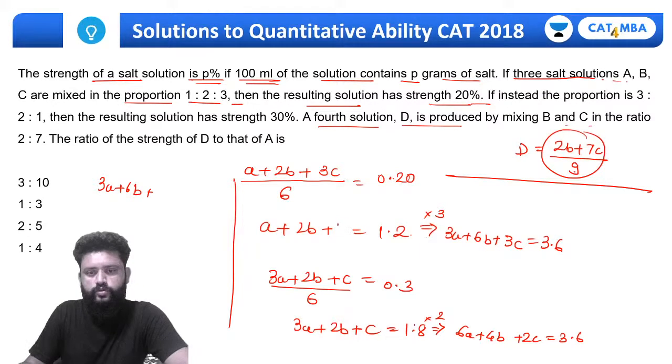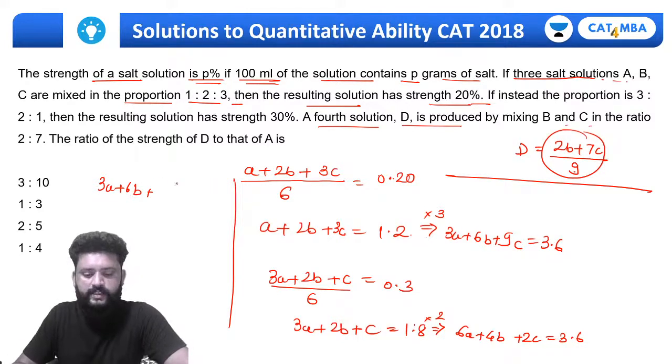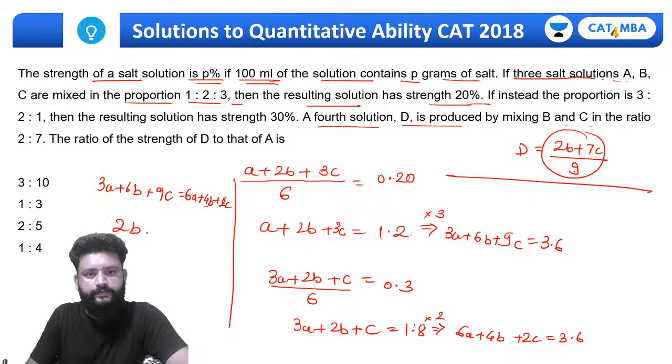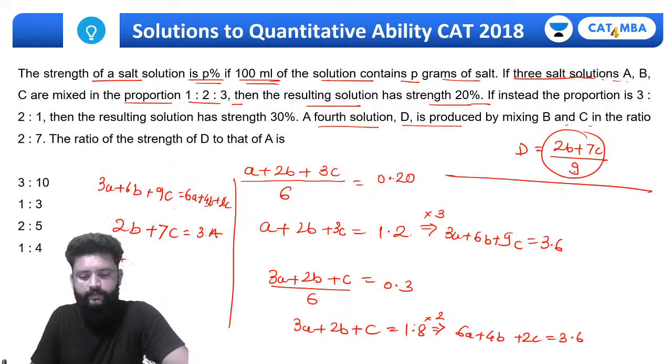Actually 3C into 3 will be 9C. 3A plus 6B plus 9C will be equal to 6A plus 4B plus 2C, and if you solve this equation, you'll be getting 2B plus 7C equals 3A, and I'm getting the value of A.